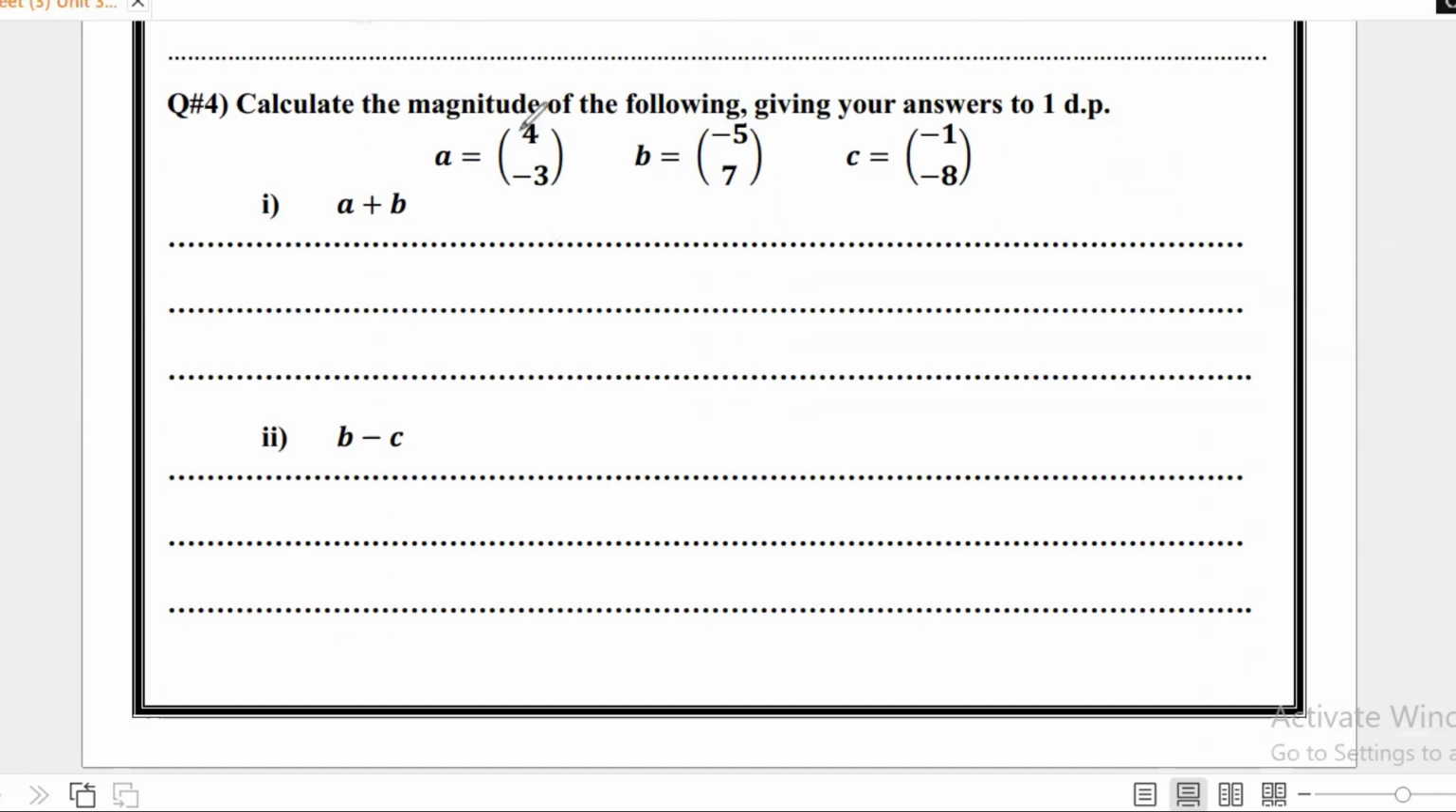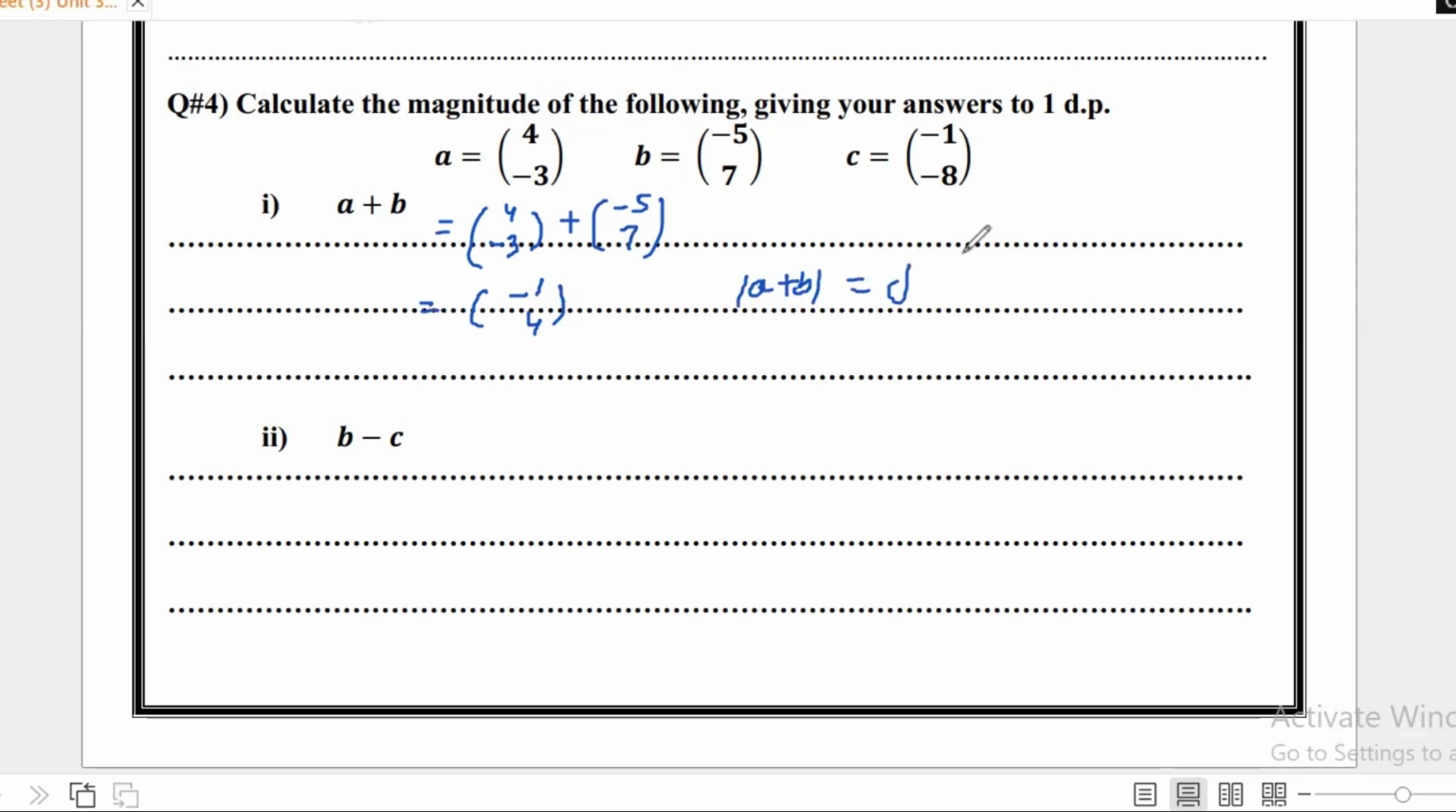Next question: calculate the magnitude of the following, giving your answer to one decimal place. So here we have first A plus B. First we write A as 4, minus 3, plus B as minus 5, 7. And once we add, 4 minus 5 gives me minus 1, and minus 3 plus 7 is equal to 4. And then we are looking for the magnitude of A plus B.